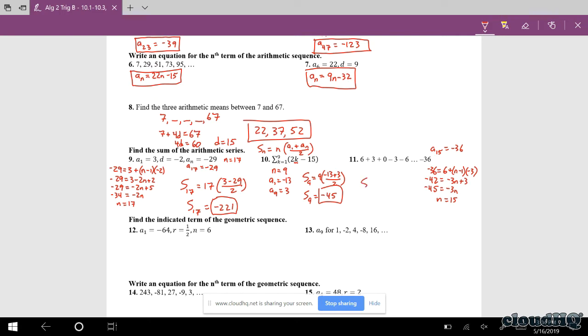So let's use our formula. The sum of these 15 terms is equal to 15 times the first and the last averaged. So -225 looks like.